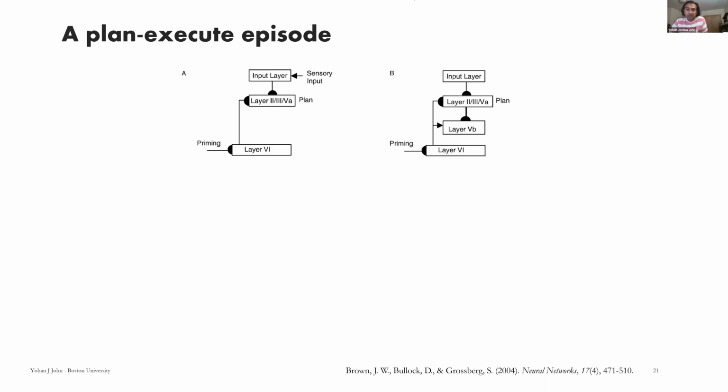Maybe there was some data on this. They were careful to look at Dum and Strick and all of that stuff, and Haber, so they were looking at all this, Yeterian and Pandya.